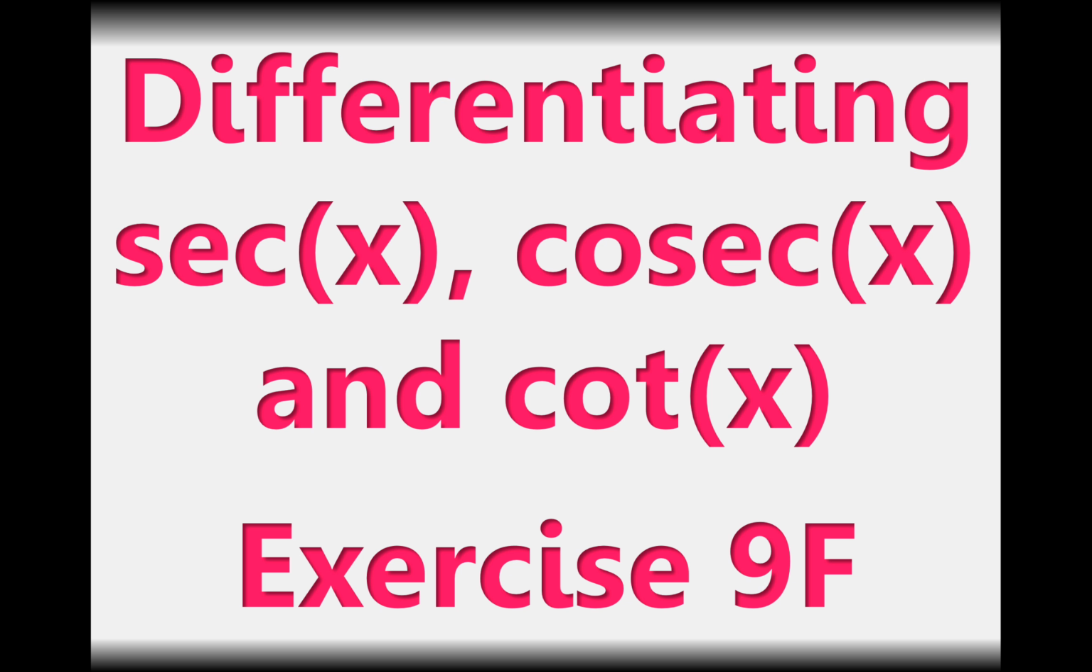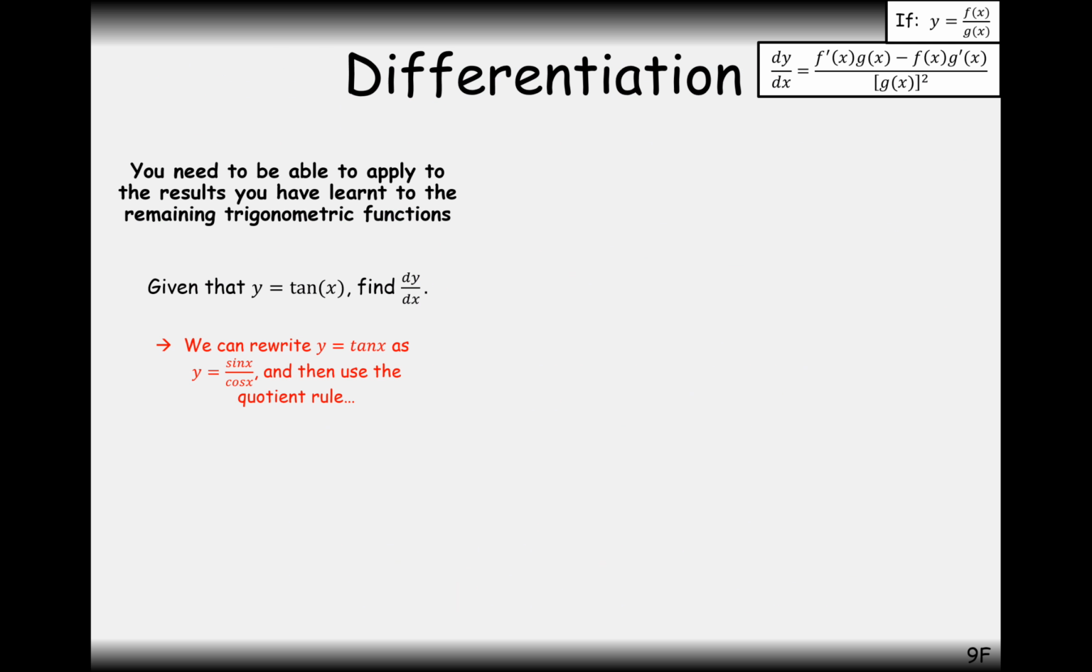Here we're looking at differentiating sec, cosec and cot, and tan as well actually, so we can answer questions from exercise 9f. So let's jump straight into it. How are we going to differentiate tan? Well, the way we're going to differentiate tan is we're going to rewrite tan as sine over cos, and now we've got a fraction, we can use the quotient rule.